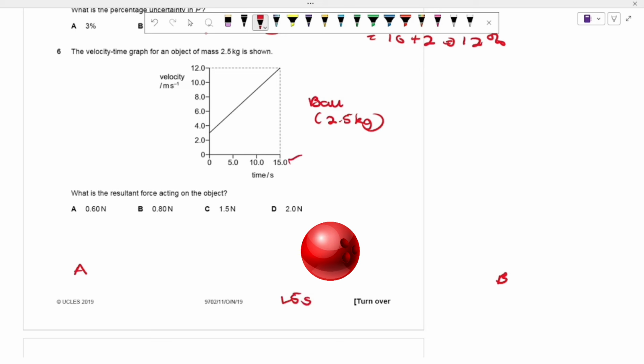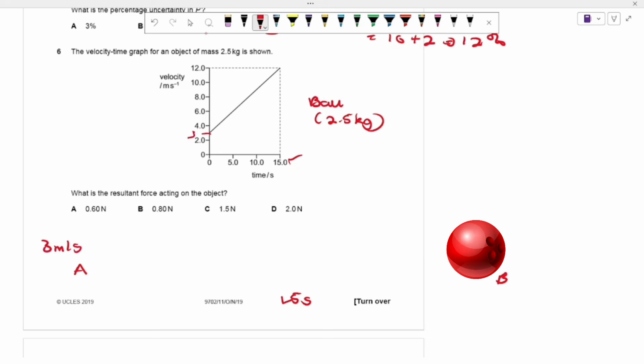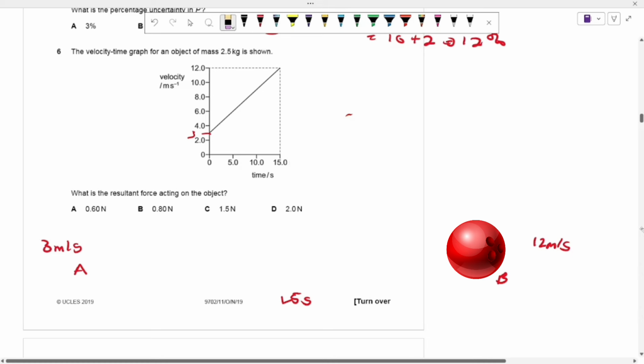15 seconds. The first velocity, if you look at this, this is 2, 4, this is 3. So it first started off with 3 meters per second, but it finished off with 12 meters per second. So it was accelerating, right? The velocity was changing per unit time. So how do I go about this calculation? I just want to find the resultant force that was acting on this object for it to move from point A to point B. Maybe a person was pushing it so that it can accelerate, right?